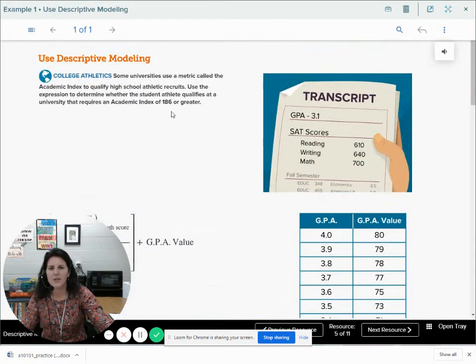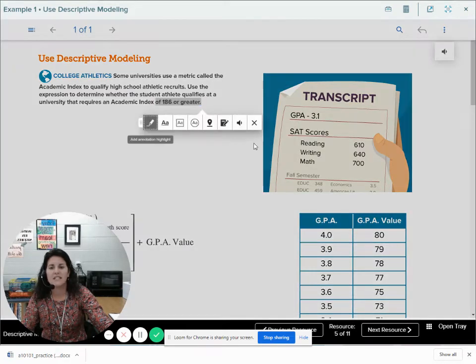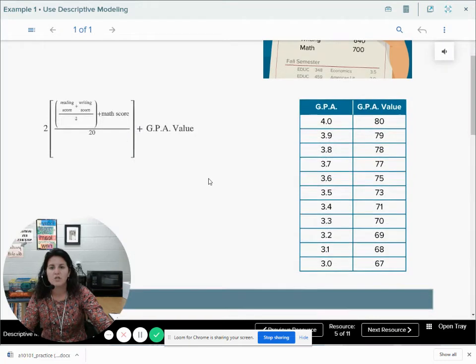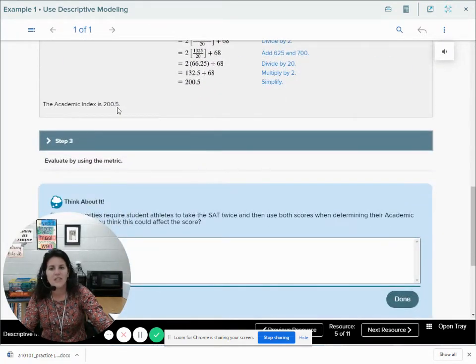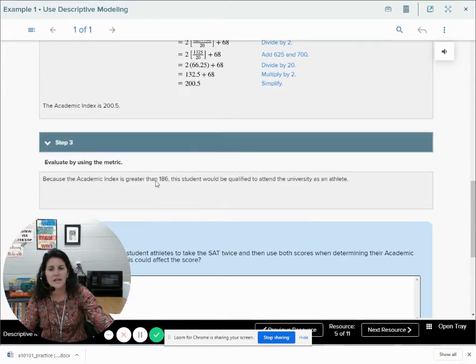If we look back up at the original question, it said it requires an academic index of 186 or greater. So since we have a 200.5, we realize that their academic index does meet the criteria. It's greater than 186, therefore our student does qualify for this university.